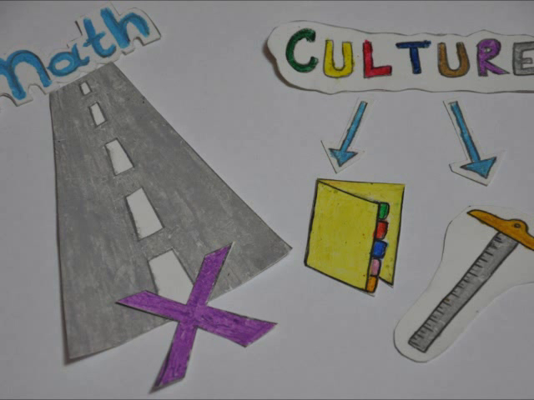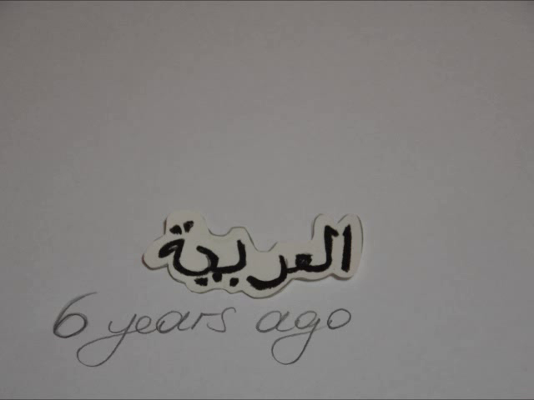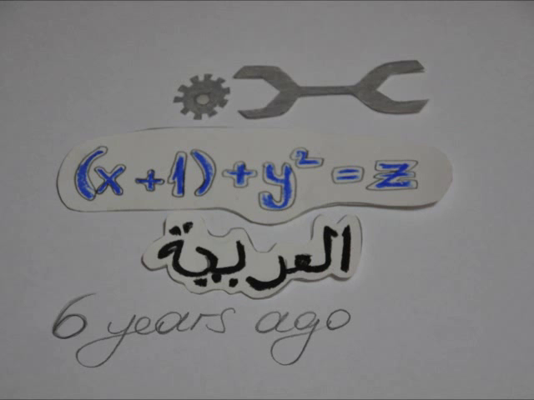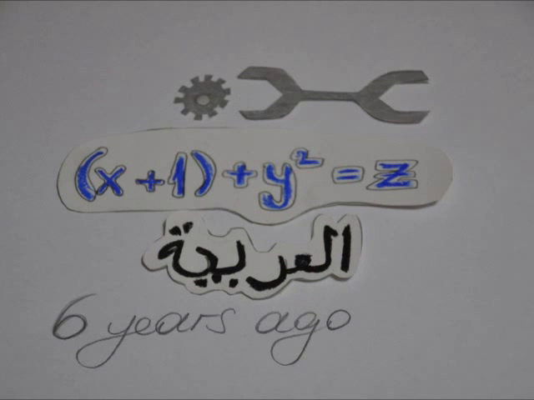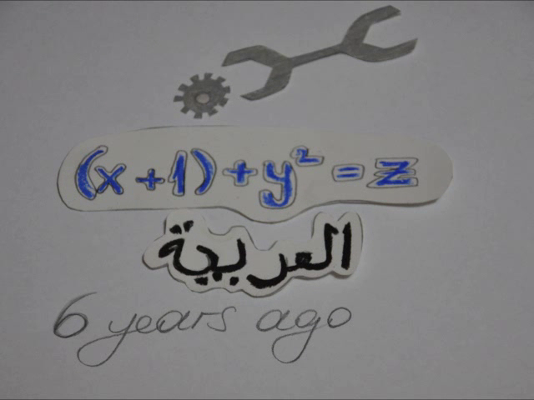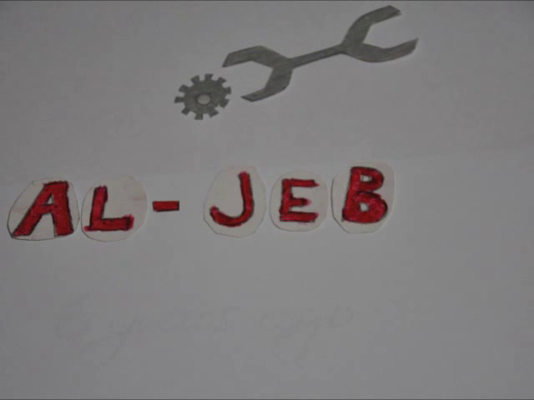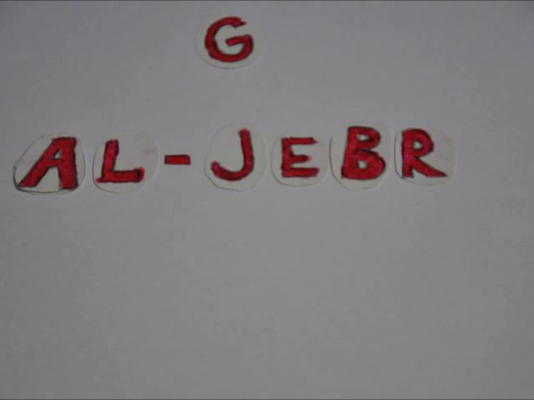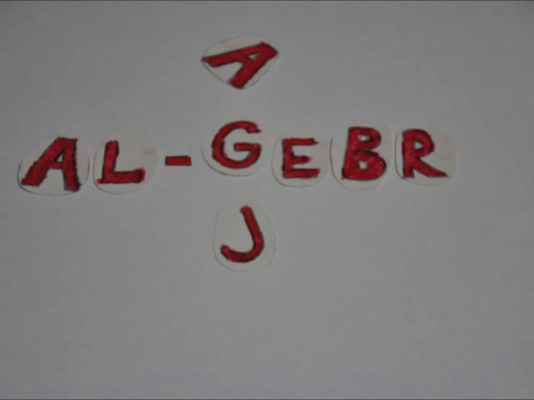Where'd that come from? About 6 years ago, I decided that I would learn Arabic, which turns out to be a supremely logical language because every part is extremely precise and carries a lot of information. Jabra finally came into English as algebra, one example among many.